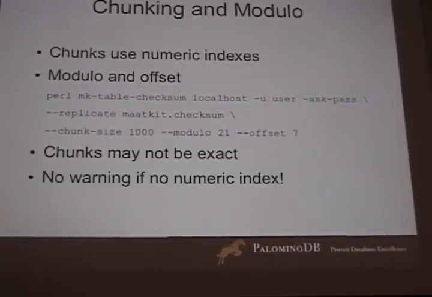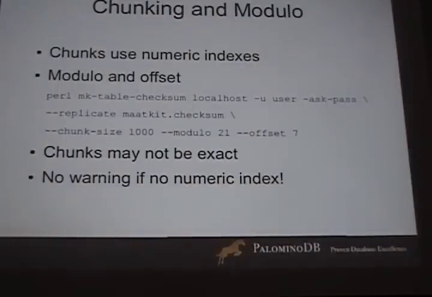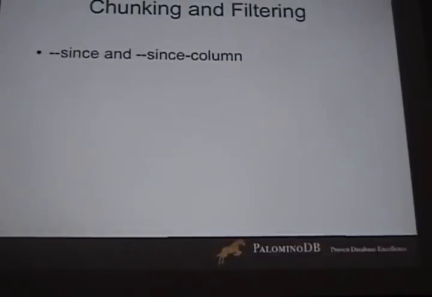So, like I said, chunks may not be exact, and there is no warning if there's no numeric index. This may have changed, but yeah. That was more difficult when it was locking, but again, you also don't want to be running this and think your data is in sync and realize it's skipping a table and you didn't know. There's also chunking and filtering.